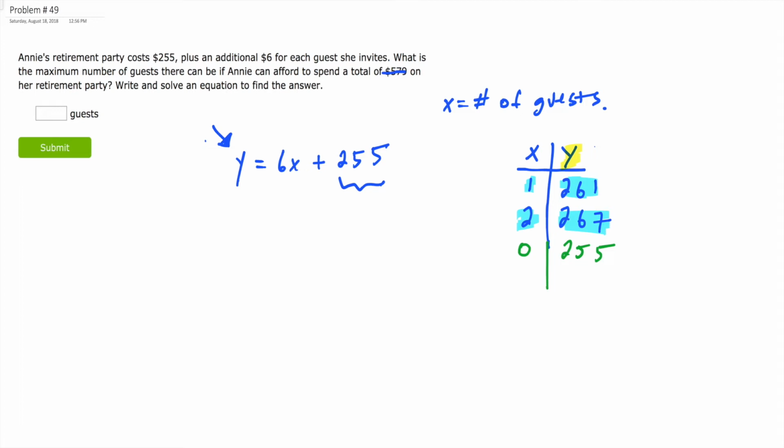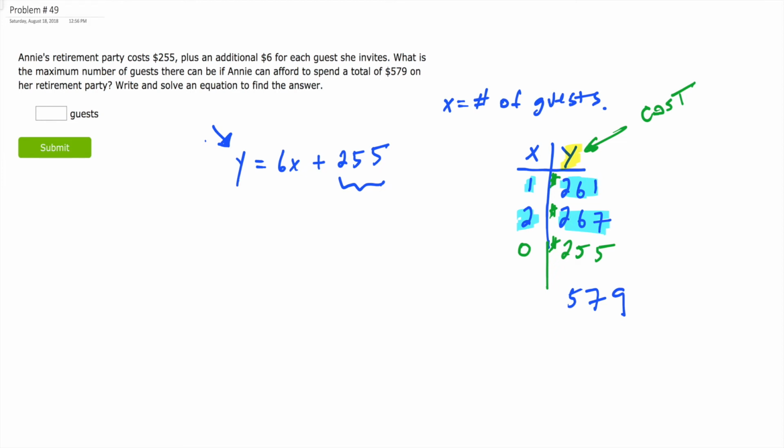So what are all these y values? The y values are the dollars to have the party, depending on how many guests you have. All right. So if she has 0 guests show up, how much is this party going to cost? Yeah. So this y value is the amount, the cost, the bill. They're telling you the bill, they're going to say it's going to be 579. So they want this number here to be 579.